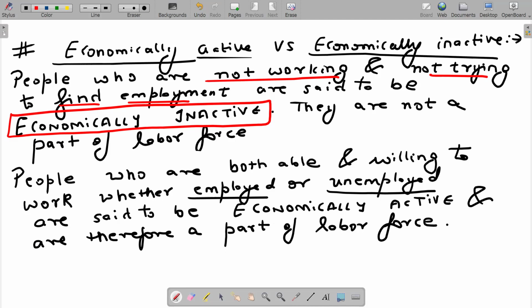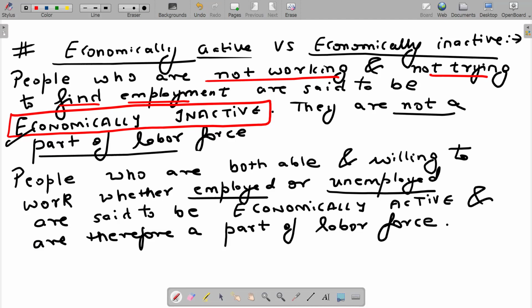Okay, so remember students, economically active includes both employed and unemployed. Whether you are employed or unemployed, you are willing to work, you want to work. As long as you want to work, you are economically active and you are a part of the labor force. As long as you are not working and you don't want to work, you are economically inactive and you are not a part of the labor force. So I hope all students have understood this.